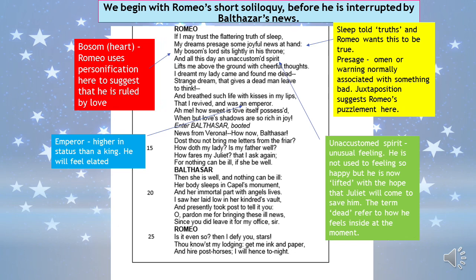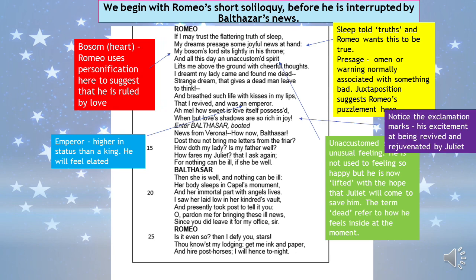When he says about being revived, at first he talked about a throne at the beginning, about sitting up high, about how love makes him feel this way. But when Juliet comes along and revives him, he becomes an emperor, and he becomes higher in status than a king. He will feel elated, high above the clouds almost. And notice here the use of exclamation marks. It's excitement at being revived and rejuvenated by Juliet.